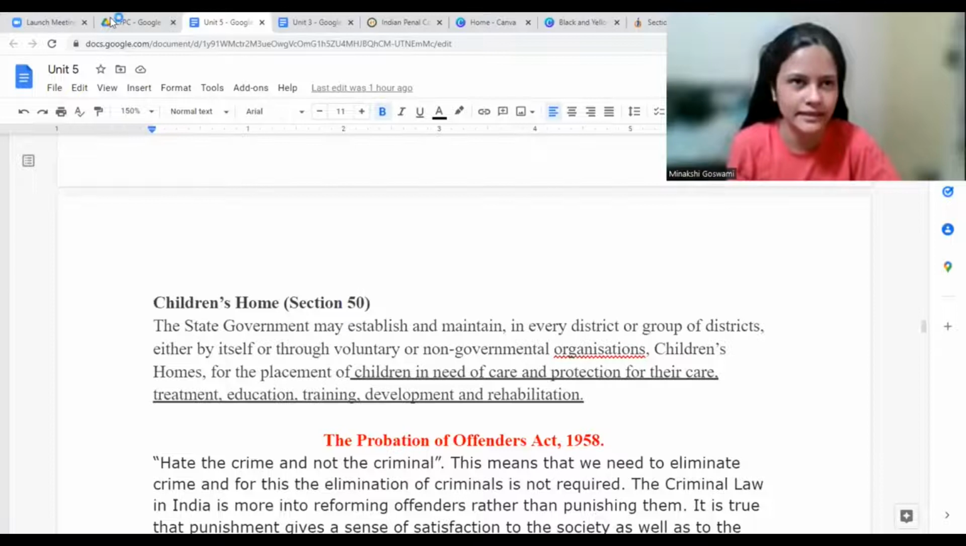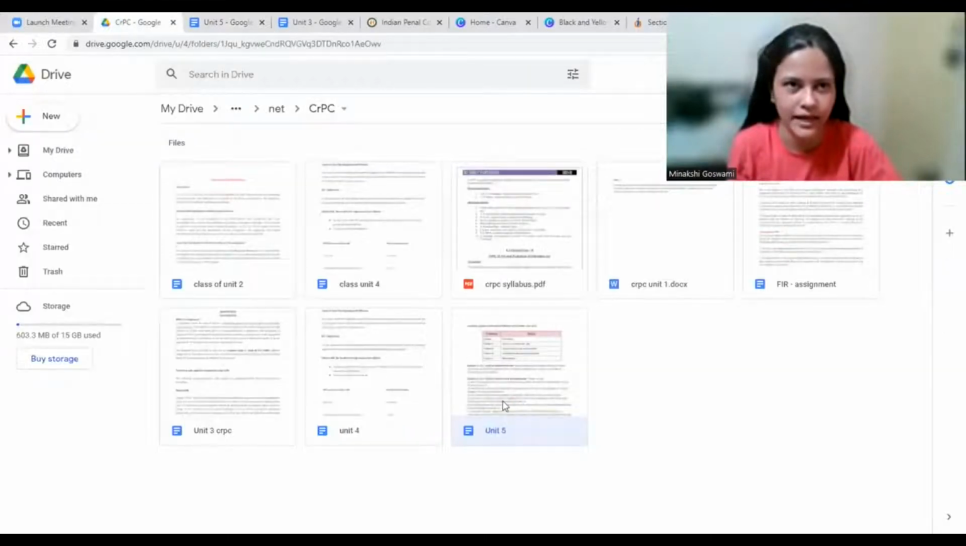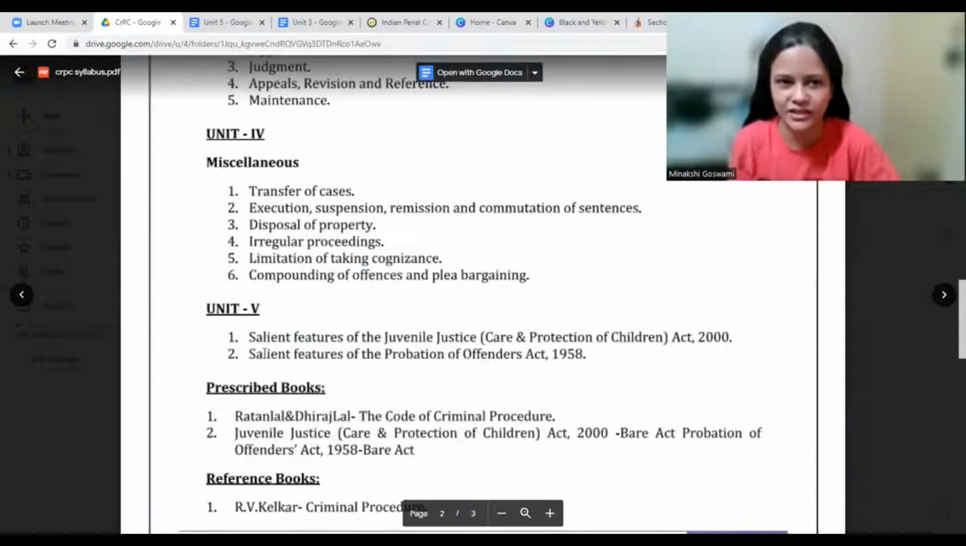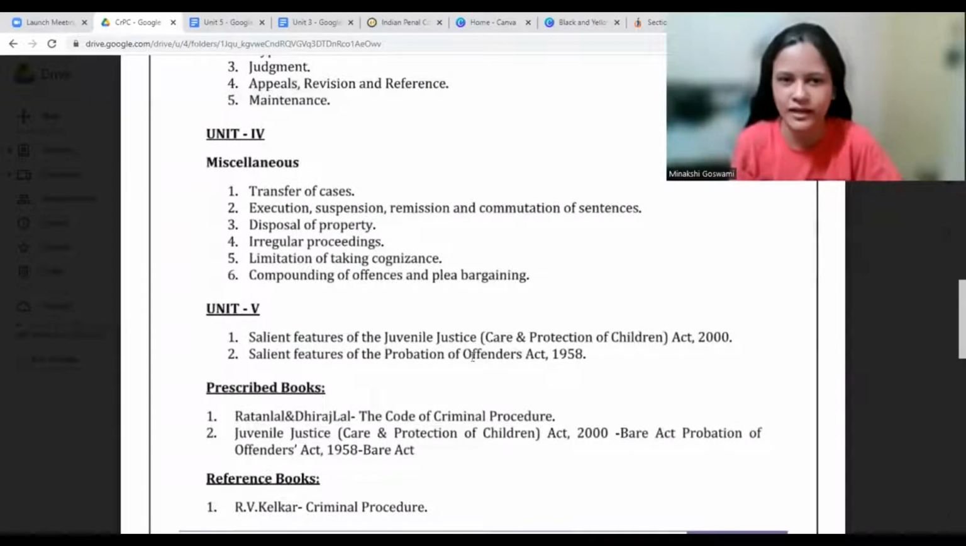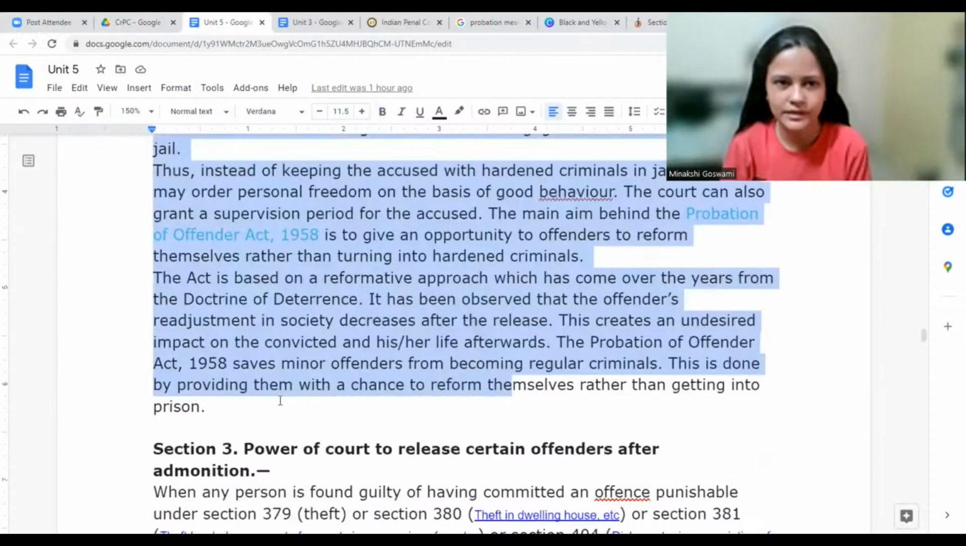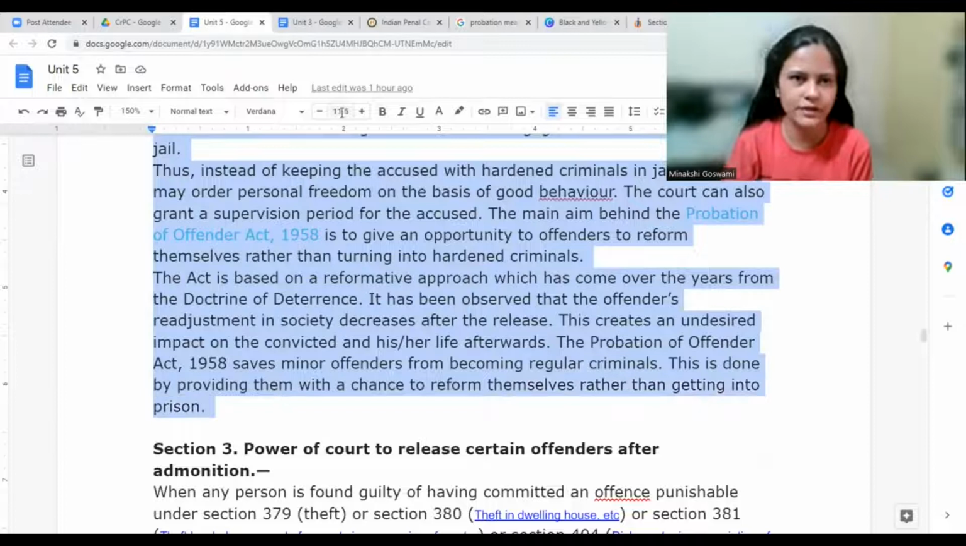Let's see the next topic that we have. So Unit 5, 2 legislations are there as we mentioned. Second one that we have is the Probation of Offenders Act. Okay, so we will see what this legislation is all about.